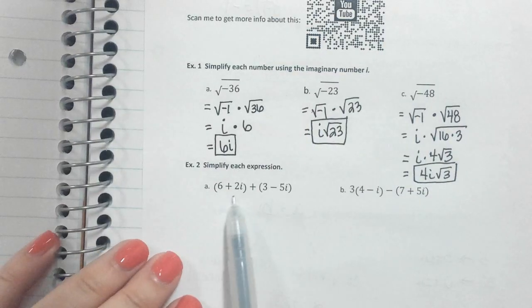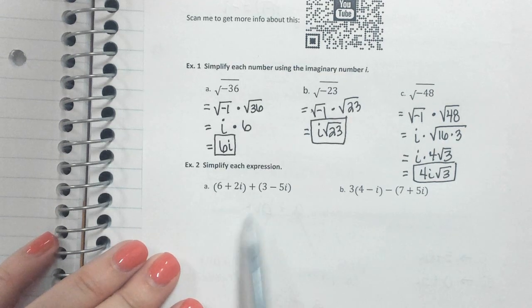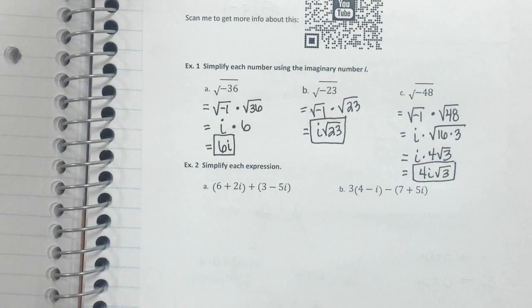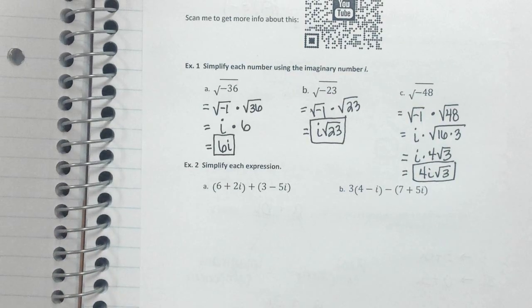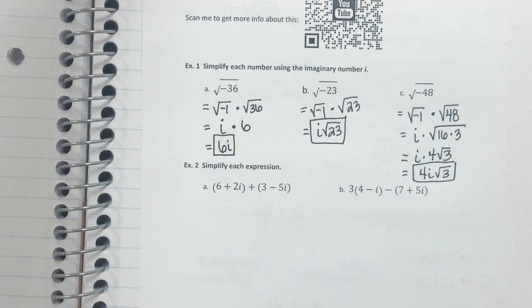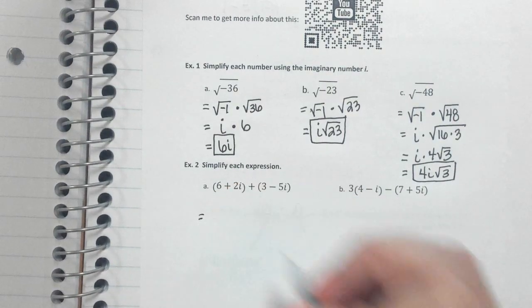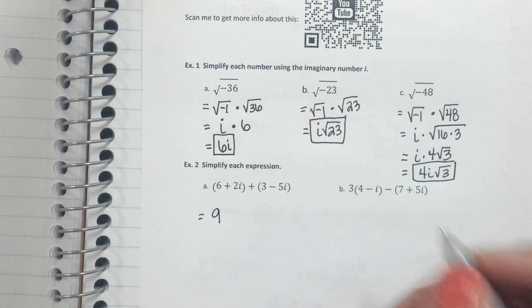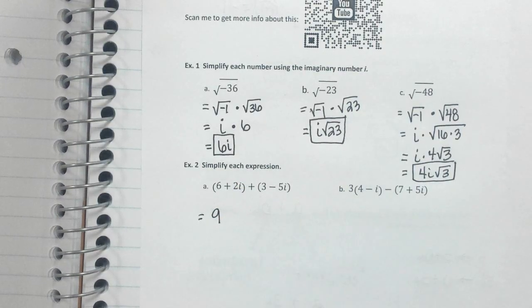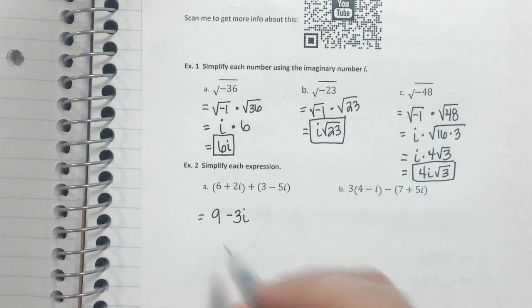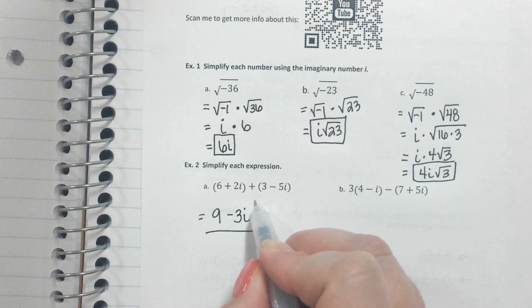So this is one number. 6 plus 2i is one number plus another number, and the way you do this is just how you would think, like terms. You add reals together and imaginaries together. So this would equal 6 plus 3, which is 9. And then 2 plus negative 5, negative 3. So the answer to this would be 9 minus 3i.